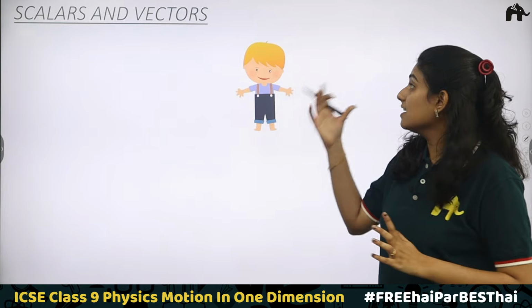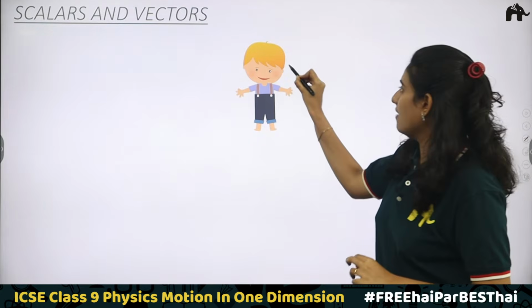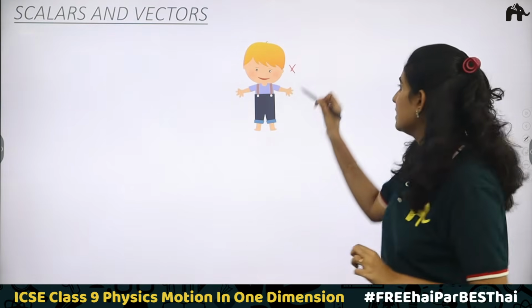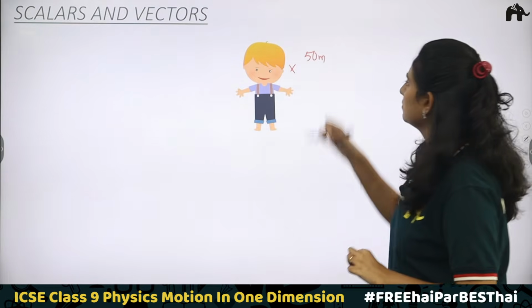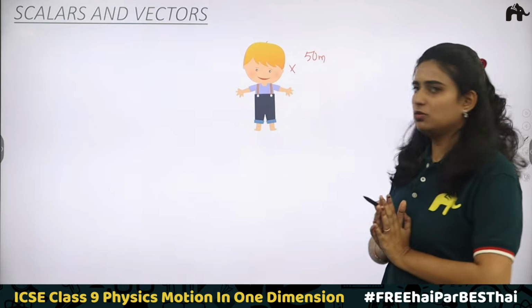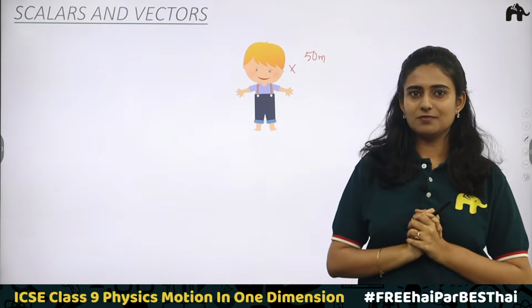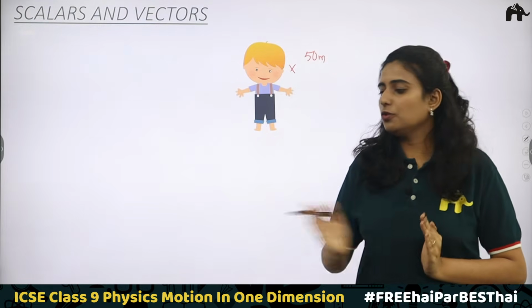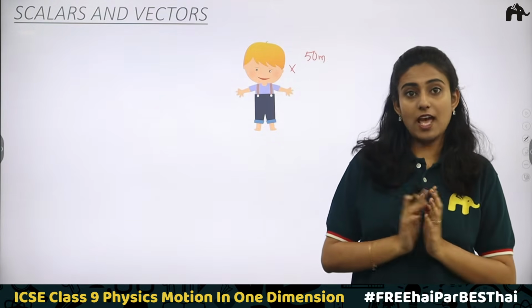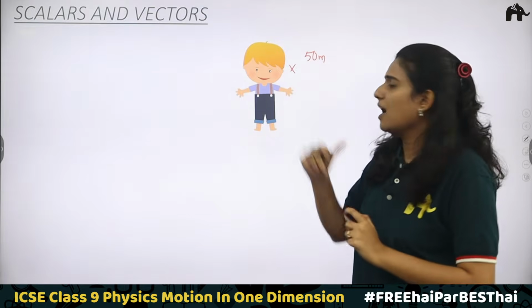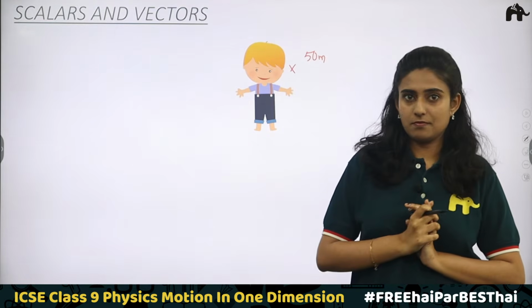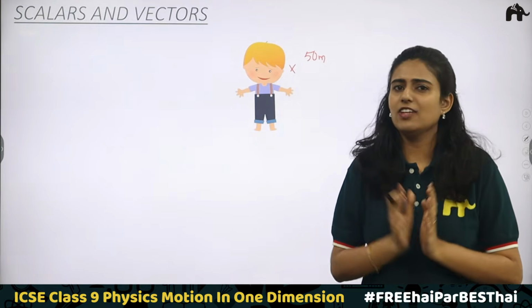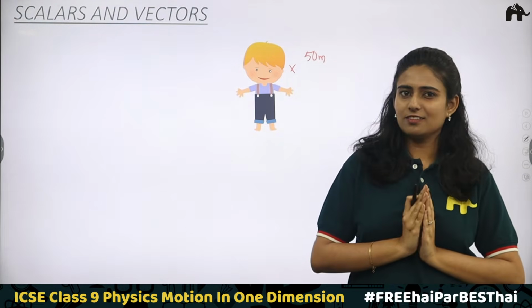Let us recall what are scalars and vectors. So, here we have X standing here and his teacher is asking him to move a distance of 50 meter. In which direction will he move? To east, west, north or south? He will have a confusion, right? If I am standing here and somebody is asking me to move 2 feet, to which direction will I move? I will have a confusion. Now, if somebody asks him what is his mass or what is the temperature inside the room? Will he have any confusion? Does it depend on the direction? No, right?